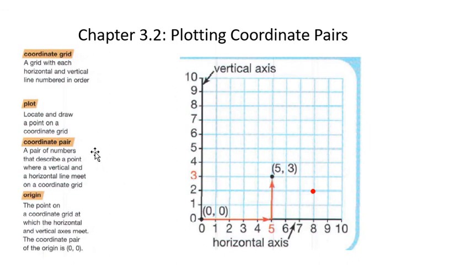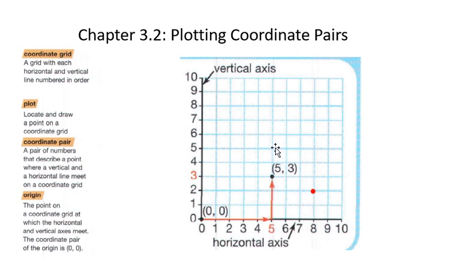Coordinate pair. That's a pair of numbers that describe a single point where the vertical and horizontal line meet on a coordinate grid. So this is 5, 3. That's a pair. Pair implies 2, exactly 2 numbers. Coordinate pair means it's a pair that tells you where something is. When you watch TV shows, you often will hear someone say, "What are the coordinates?" The coordinates will be where something is. In this case, on our horizontal vertical coordinate grid, our coordinates are at 5, 3, given to us with a pair. Here, our coordinate would be 8, 2.